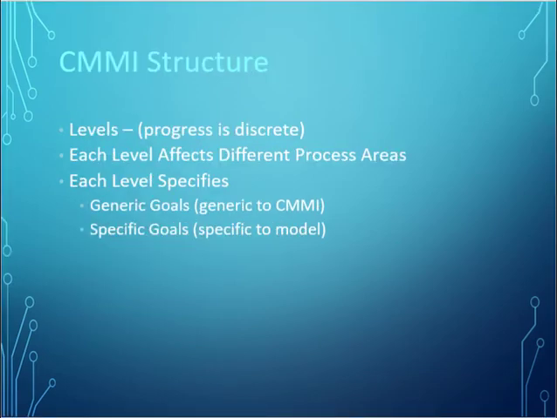So the basic structure of CMMI is that there are levels, and the levels define how strong your process is. And progress through those levels is discrete and sequential. If you're at level 1, there's no point in trying to be level 3 until you manage to get to level 2. And at each level, there are some generic goals. And those are the things that are generic to the whole of CMMI. And then there are specific goals that are specific to the model that you're working on.